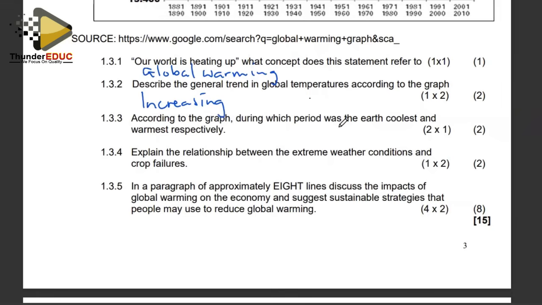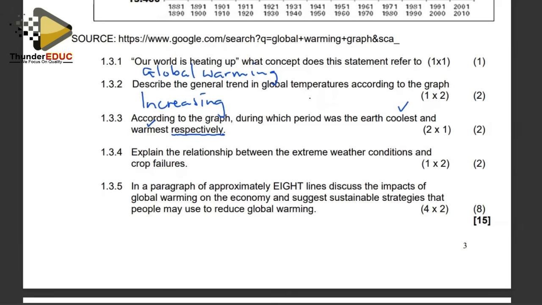According to the graph, during which period was the Earth coolest and warmest, respectively? When I'm answering this question, can you please be specific? This question is saying respectively, meaning in that order. If you don't indicate, it means you must give the answers in the order of first the coolest and second the warmest. If you swap the two, you start with the warmest and the coolest, even though the answers are correct, you did not respect the directives of the question. You must answer in the sequence of first the coolest, second the warmest.